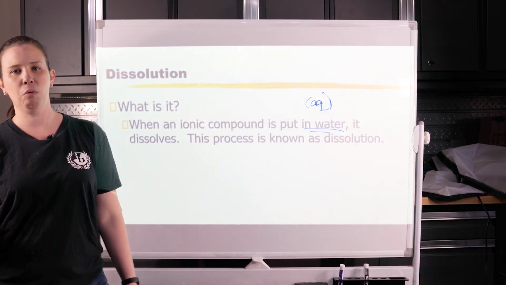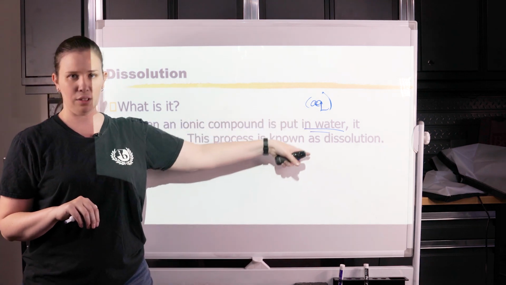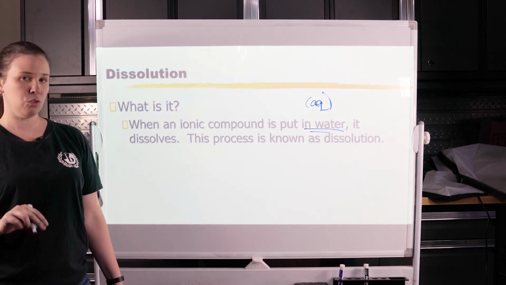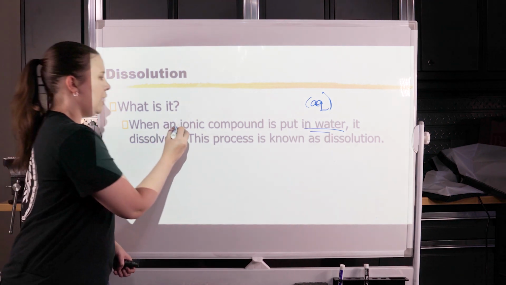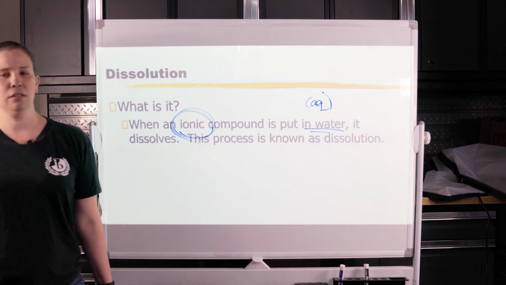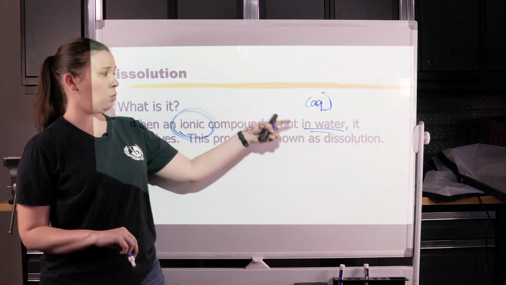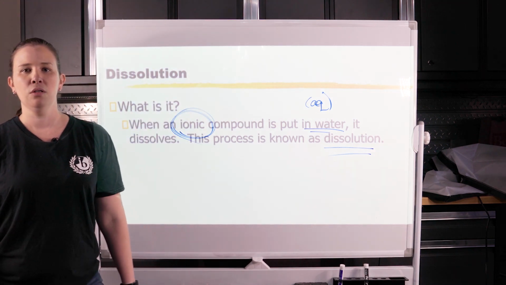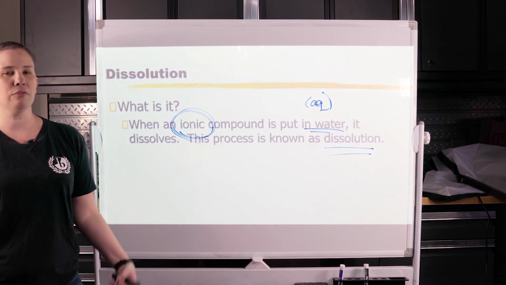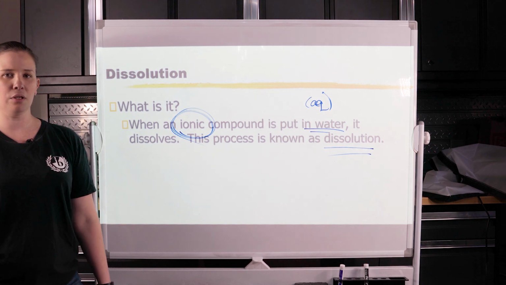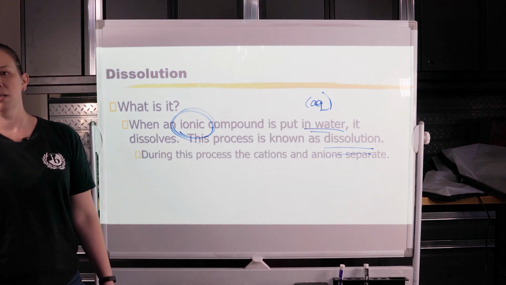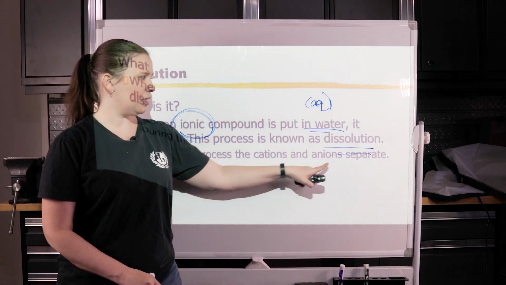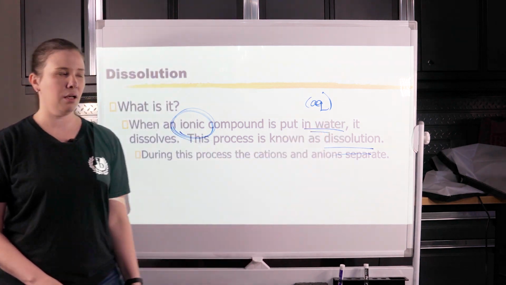So when we get to the part where we're looking at equations, that's how we can tell if something is in water. We're looking for that AQ phase. It's a really big deal. For an ionic, and it has to be an ionic compound, if we put that in water, it will go through a process called dissolution. Dissolution is really just a fancy name for dissolving. So basically what this says is you put an ionic compound in water, it breaks up, dissociates, it's going to dissolve in the water. The cation and anion will separate, will break up.